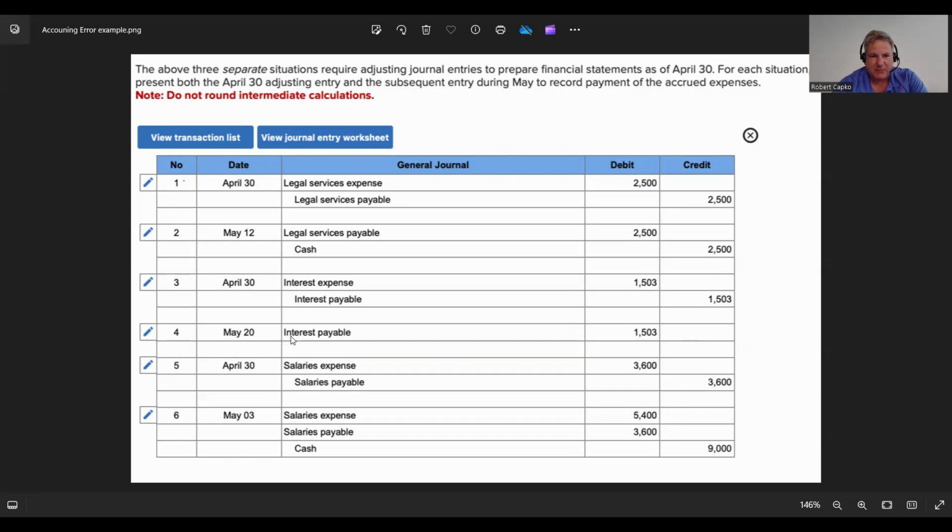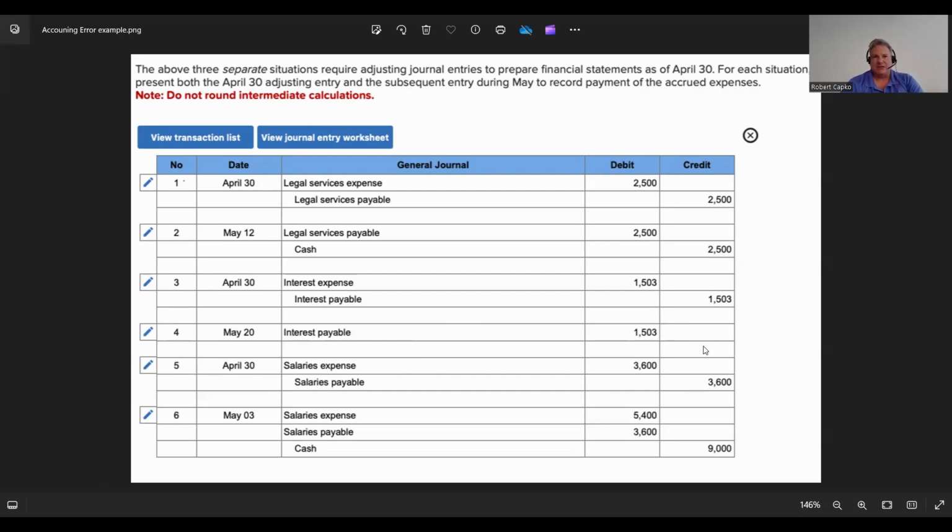We have interest payable. So it looks like we're in the process of paying off that interest, but we only have the debit here of $1,503. We don't have a credit. We have a debit without a credit. I think we have found the error.